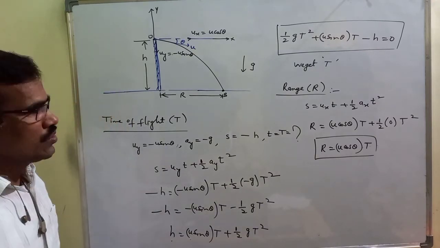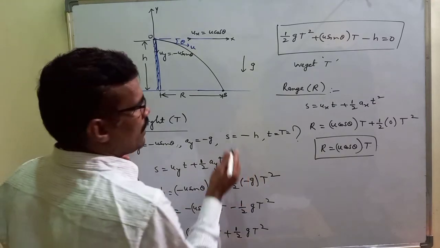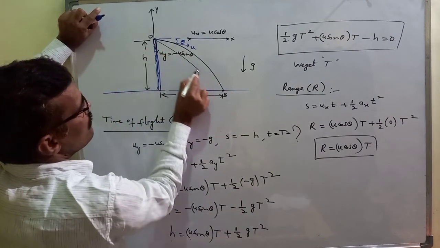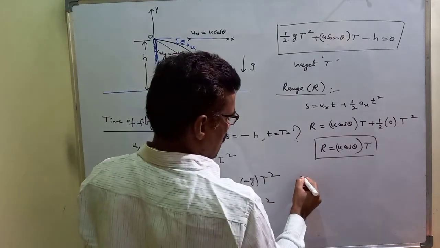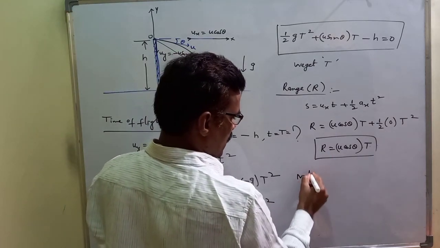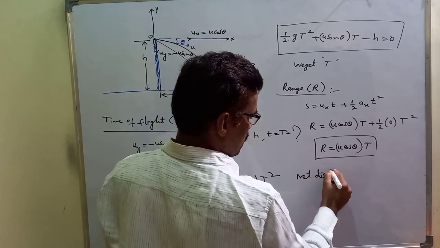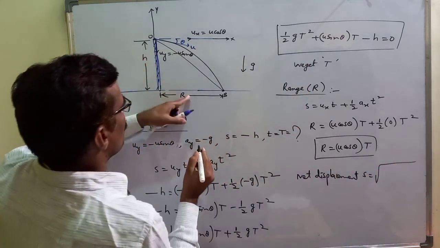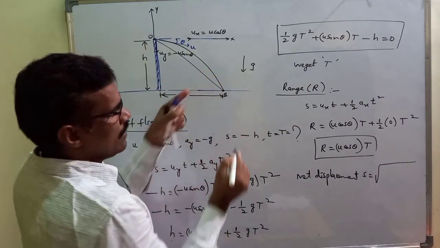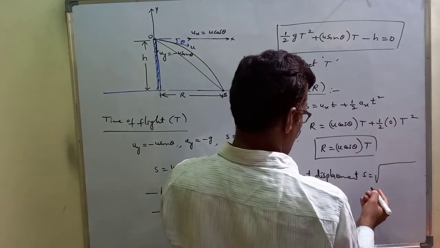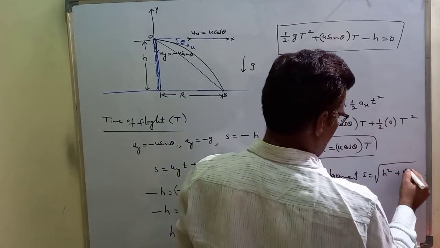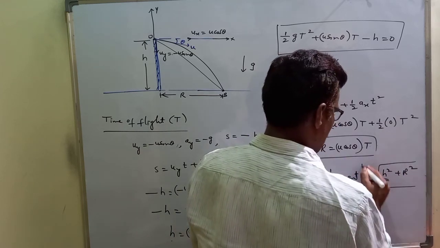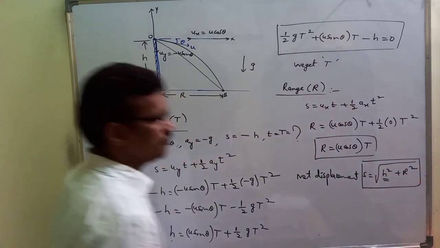Okay? So what is the net displacement when it reached point B? Net displacement is nothing but this. This is the net displacement when it has reached the ground. So net displacement S for this case is equal to root over, these two being perpendicular to each other, the hypotenuse is the displacement. So that is h square plus r square. We know the h value, we get the r value, and here we get the displacement for this case. Okay, write it.